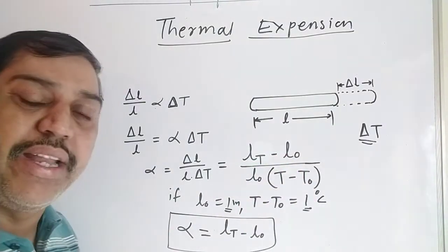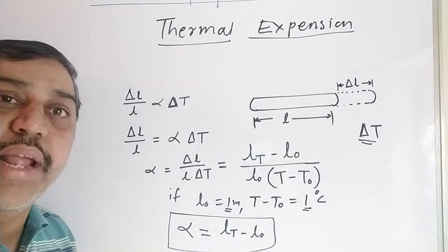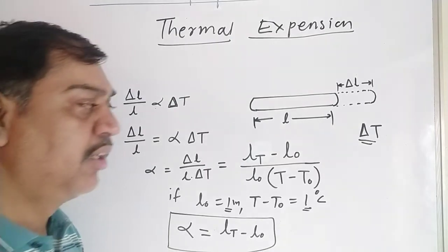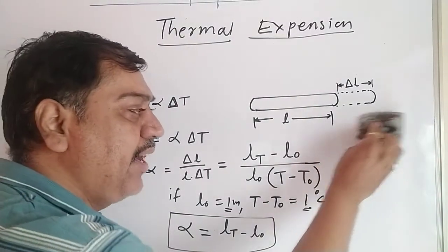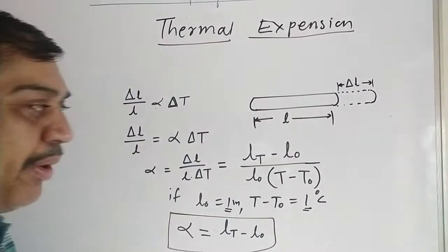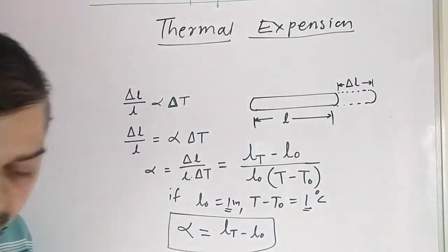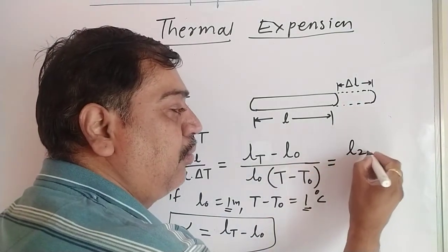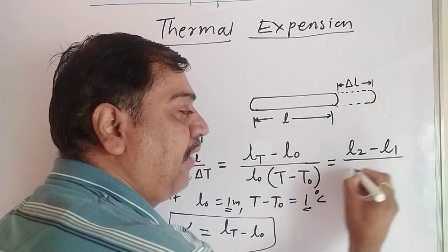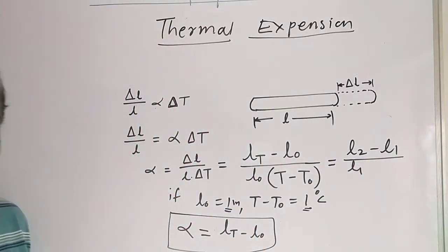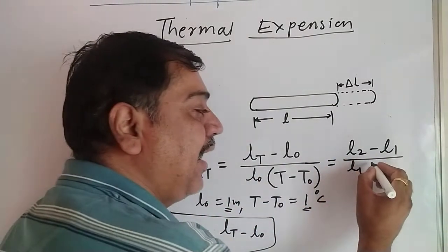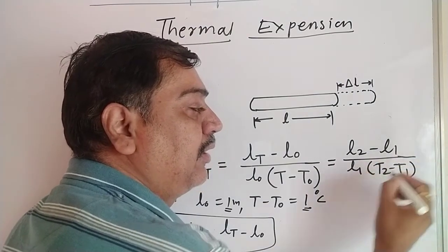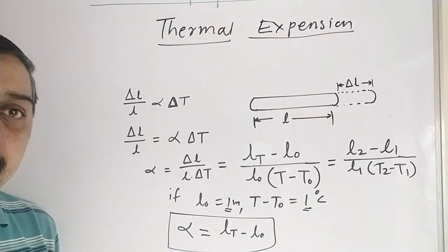But we know that practically 0 degrees is not possible. It may be at room temperature. So the same equation you can modify. You can take a temperature other than 0 degrees Celsius. Then the same equation can be written as (L2 minus L1) divided by L1 into (T2 minus T1). Now these temperatures are other than 0 degrees Celsius.